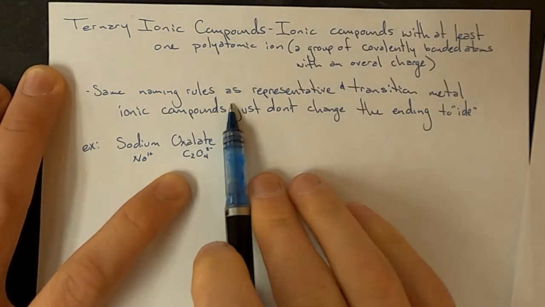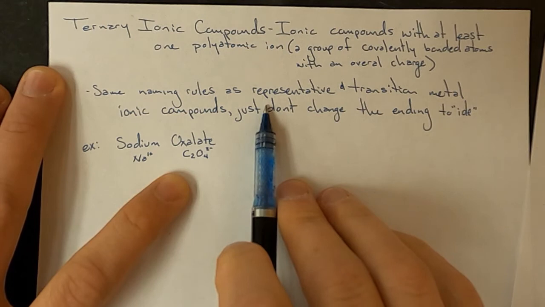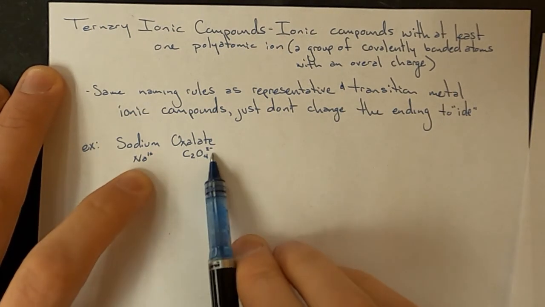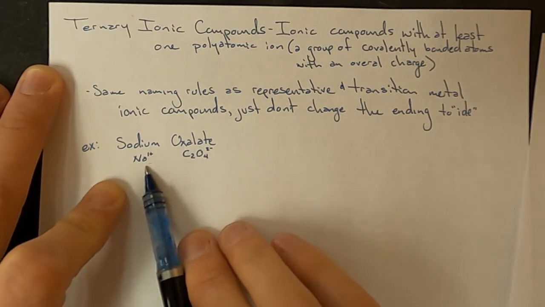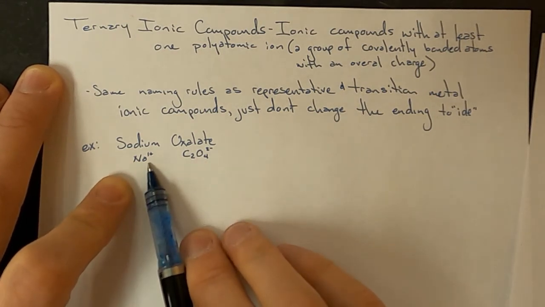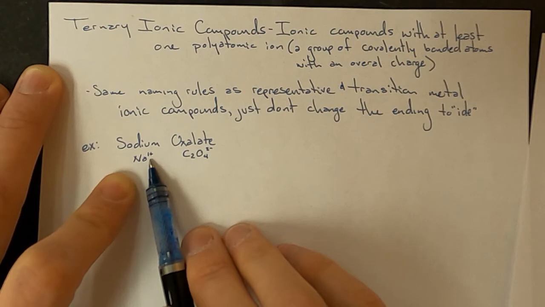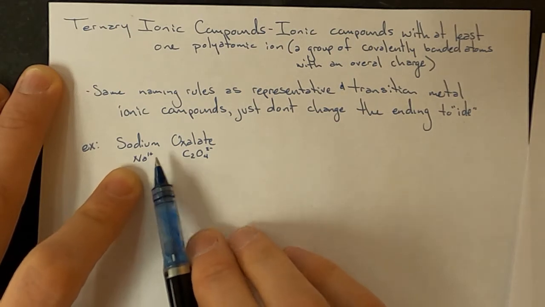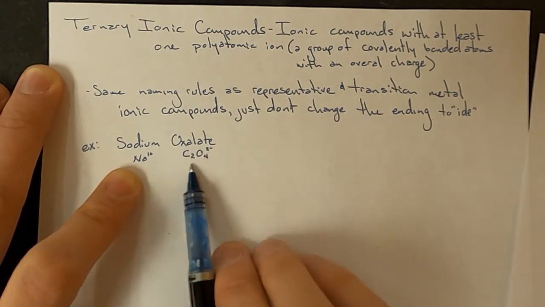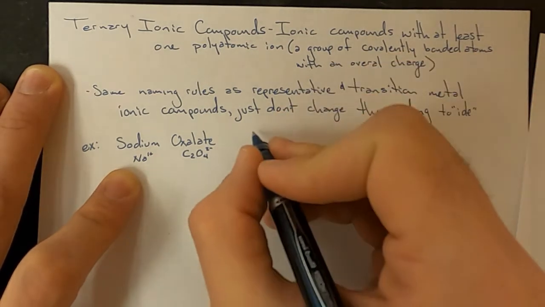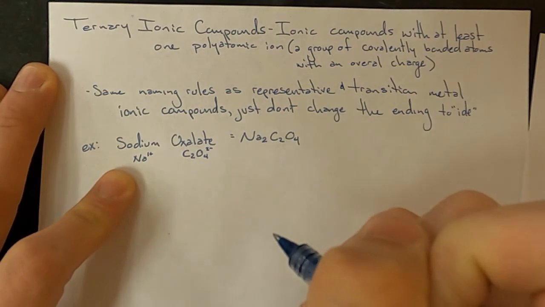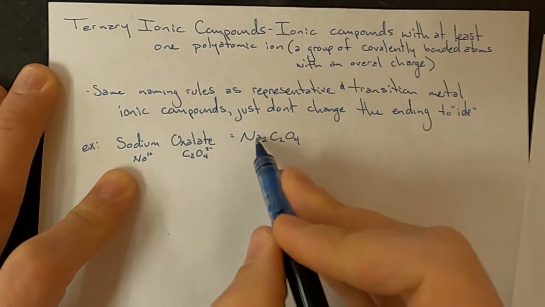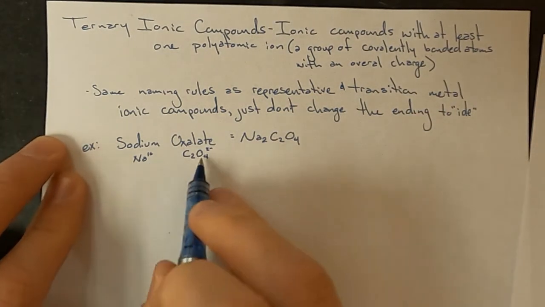Now it's the same naming rules and formula rules as other ionic compounds, and so the charges need to balance. So we need to think about how many oxalates we would need and how many sodiums we would need so that their charges balance. We can see that we would need 2 sodium atoms to balance out the charge from the 1 oxalate, since it has a 2-. And so its formula would be this, indicating that there are 2 sodiums, each with a 1+ charge, and 1 oxalate.